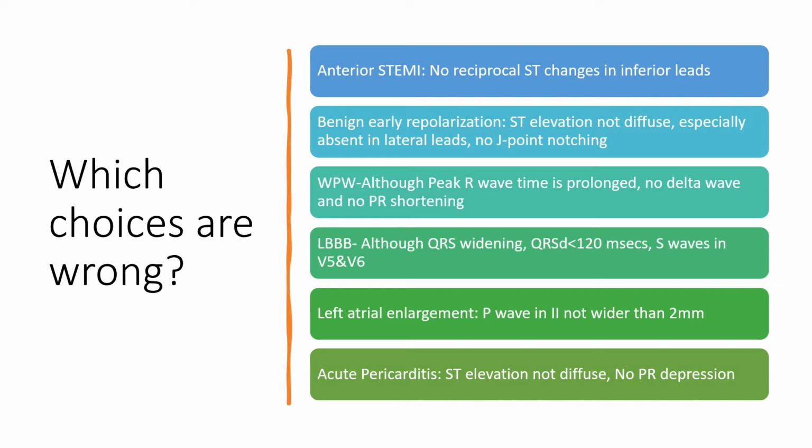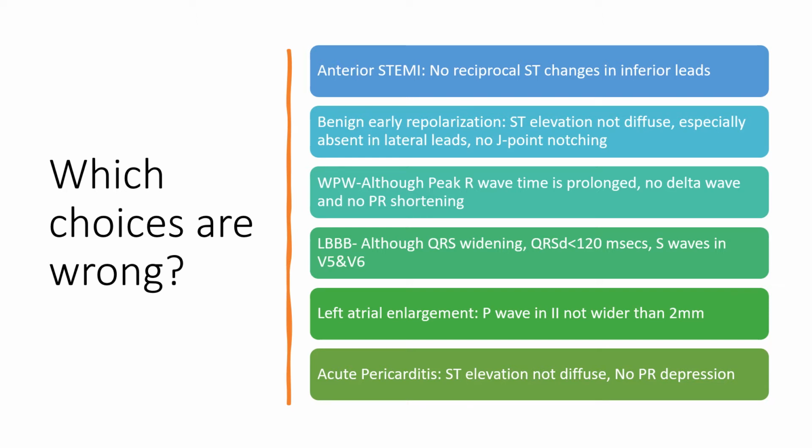Anterior STEMI was one of the choices that was given. As we talked about earlier in the first ECG explanation, all STEMIs, all ST elevation MIs, are usually accompanied by reciprocal ST depressions in the opposite leads. So in this case, because there are anterior ST elevations, there should be inferior ST depressions if these were related to anterior STEMI, which you do not see there.